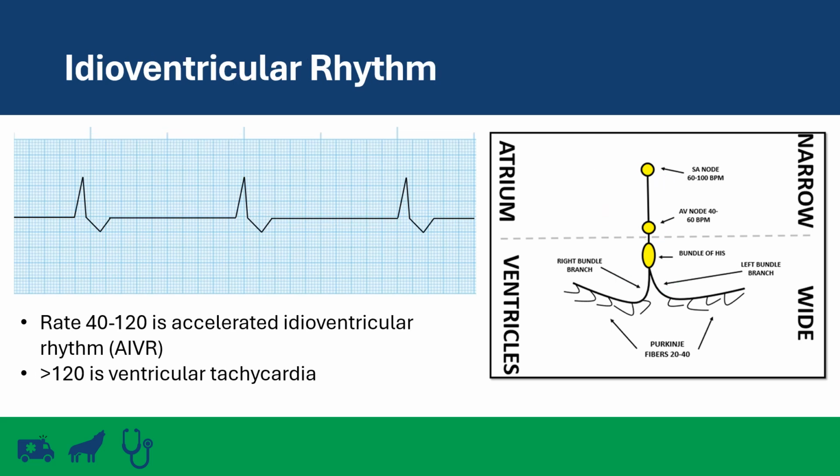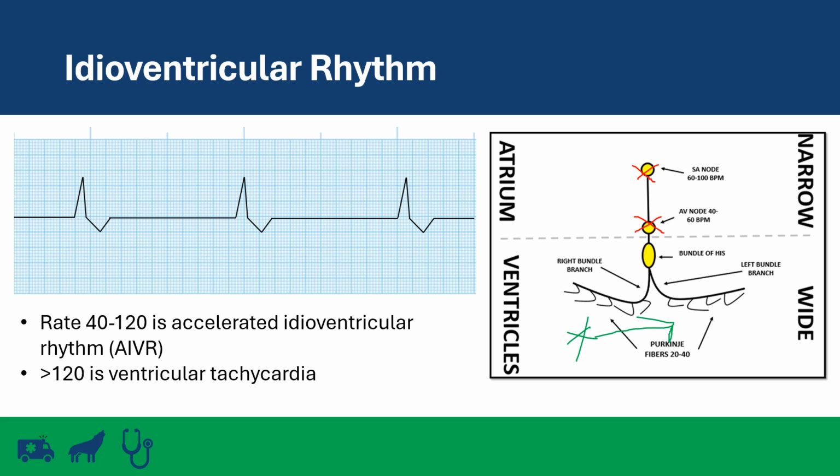Next, we have an idioventricular rhythm. Now, this is a rhythm where the SA node and the AV node have stopped being the primary pacemakers, and the ventricular myocytes have to send out the impulse that leads to contraction. So these cells here are sending out the impulse out to the rest of the ventricular myocytes to contract.